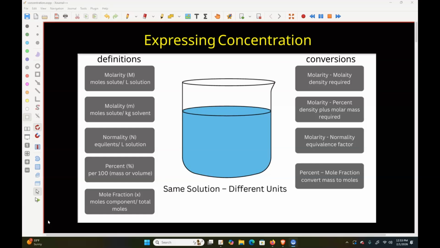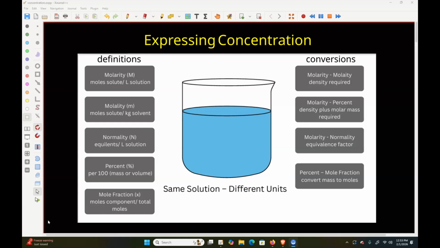Percent concentration, just written with a percent sign, is how much out of 100. Mole fraction, written with a small x, is the ratio of moles in a mixture. At first, these might seem like a bunch of formulas to memorize, but they're actually just different ways of counting particles in mixtures. And here's the really important part. Once you understand what each one means, converting between them becomes way easier and less scary.